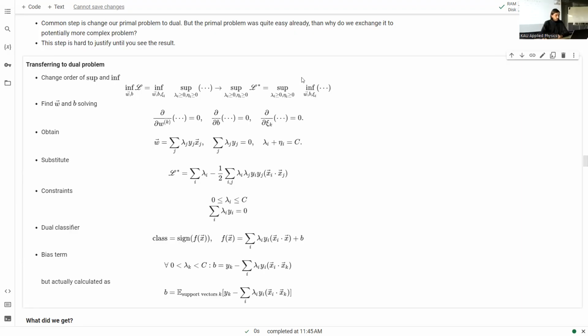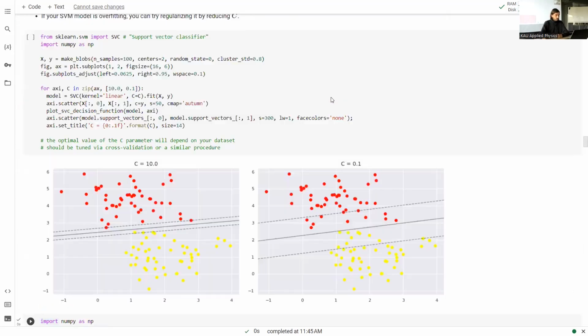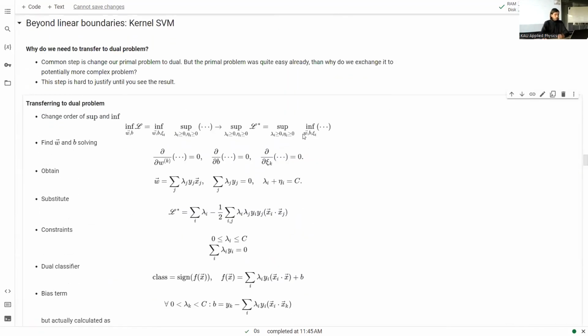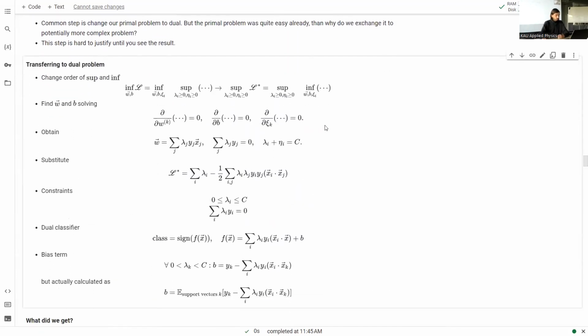Now what do I do? I have this dual problem. I have the supremum of the infimum. I am considering the infimum. In some sense, I'm trying to minimize what I have in these brackets, this complicated expression, here it is, with respect to w, b, and psi I. I do it the calculus way. I'm just taking the derivatives, setting them equal to 0, and looking at what happens. Nothing fancy here, just calculus 1. If I do that, I will get these sort of expressions.